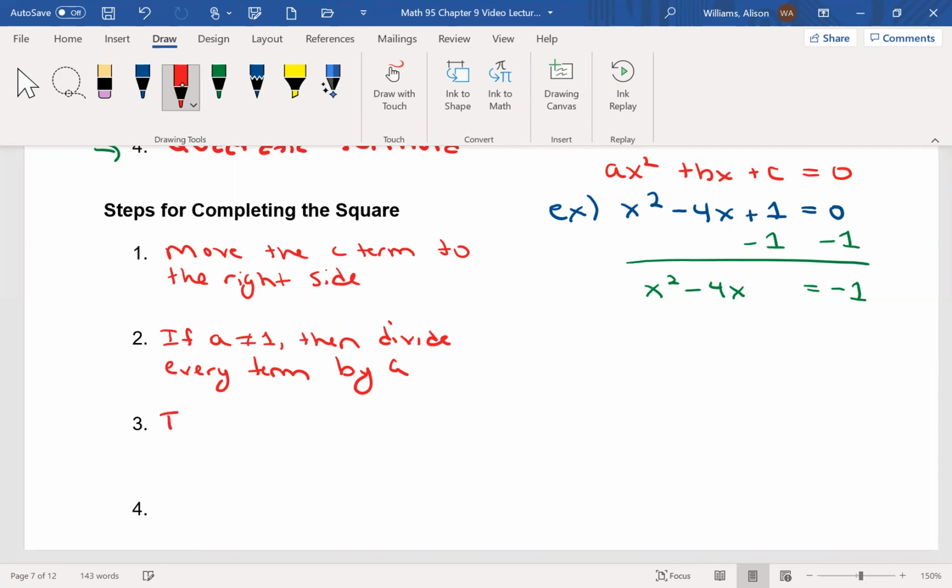So we're going to take half of the b term, which in this case would be -4 in our example. We're going to take half of the b term. There's no e on the end of that. That's funny. Let me erase that. Half of the b term, and then we're going to square it and then add that to both sides of the equation.